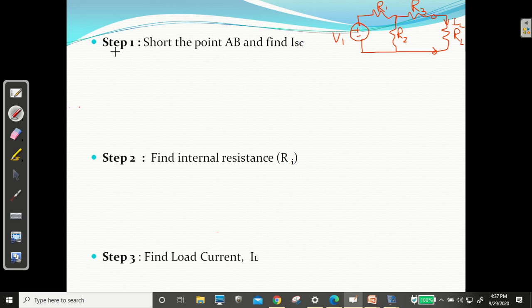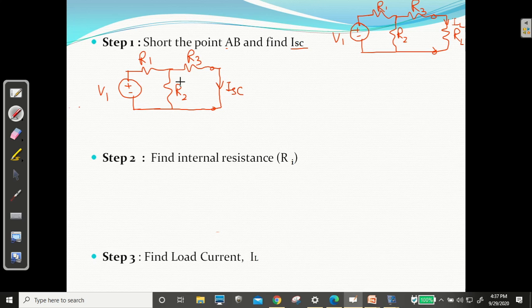So what is the step? Step number 1: short the points A and B and find ISC. अगर आप शॉर्ट करेंगे इस पॉइंट को A और B को तो करंट फ्लो होगा, VOC नहीं होगा, यहाँ पर IL ISC होगा. So I am drawing plus minus, that is V1, this is R1, this is R2, this is R3, and this is shorted. This current is ISC. Find ISC.